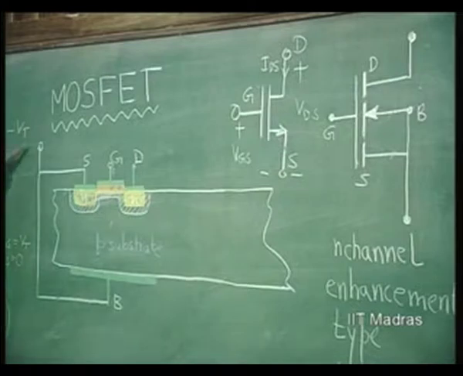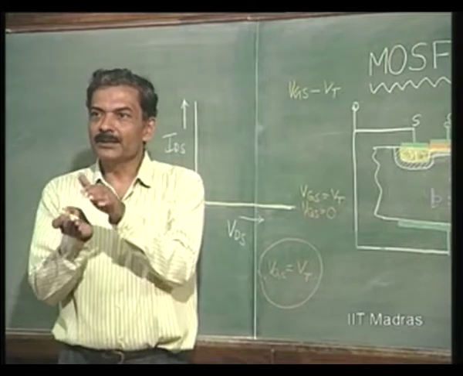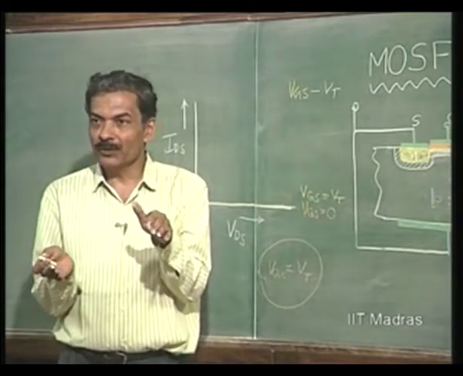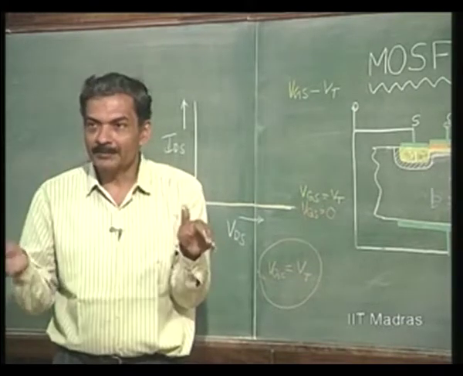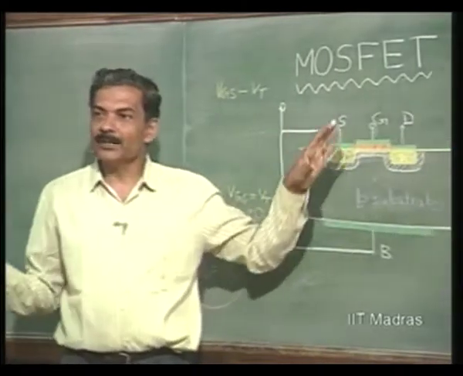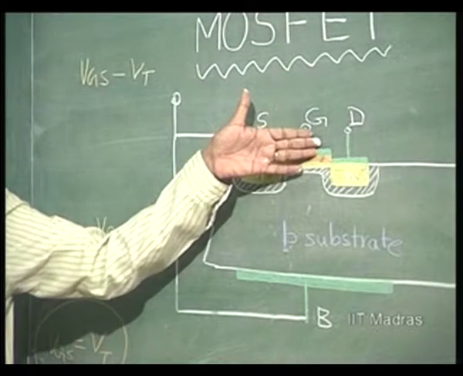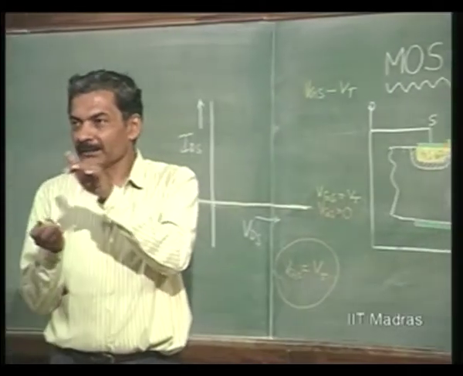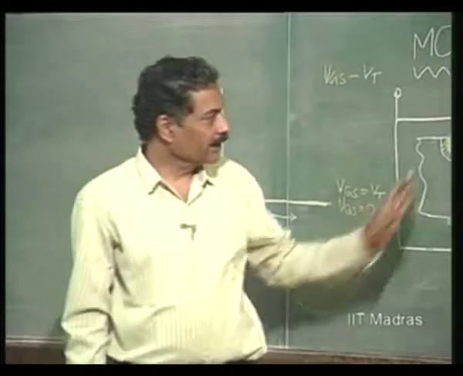If VGS minus VT is, let us say, 1 volt, there will be a certain channel width. If it is 2 volts, the channel width will be more. If it is 3 volts, it will be still enhanced. This is why it is called the enhancement type of MOSFET. The channel width can be enhanced by applying suitable voltage to the gate. So, once you enhance the gate, that is, the channel width, let us see what happens.